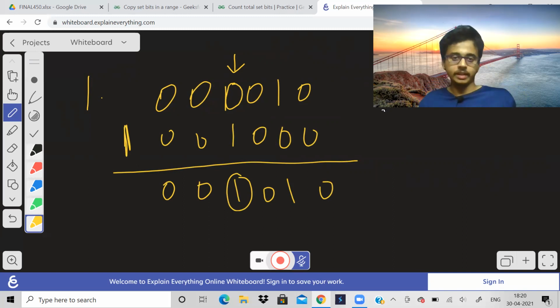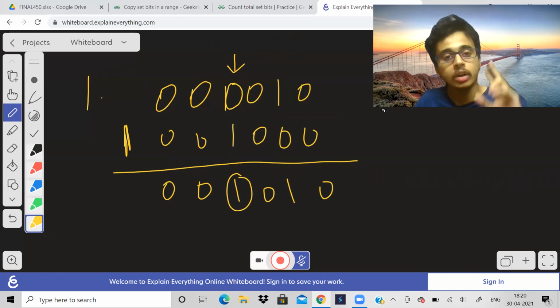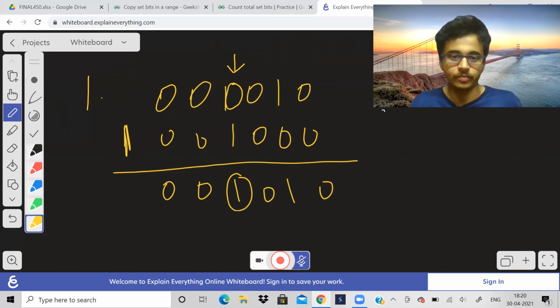So two important things we know. If we have to check if a bit is set or not, we make use of the AND bitwise operator. If you want to set a bit, we make use of the OR operator.